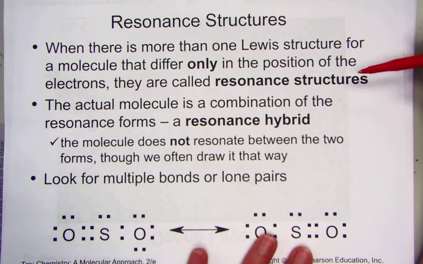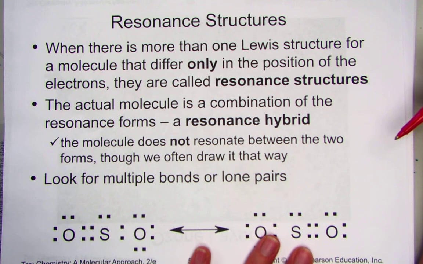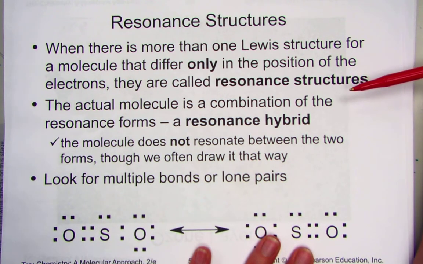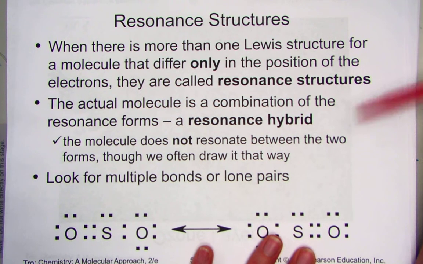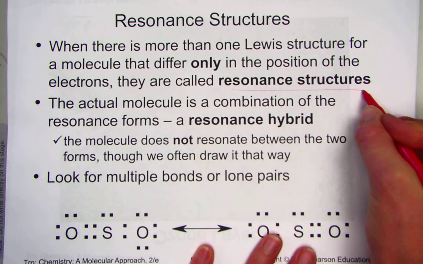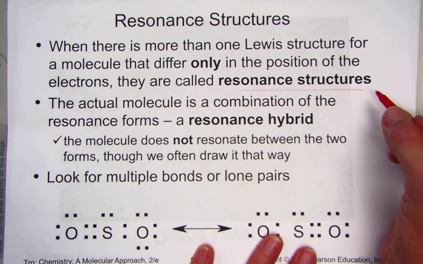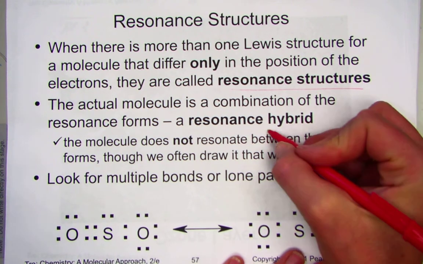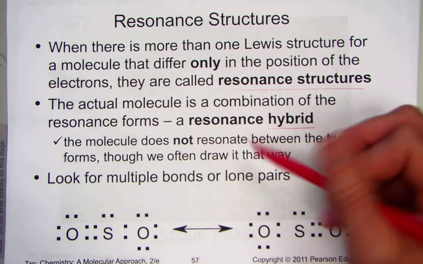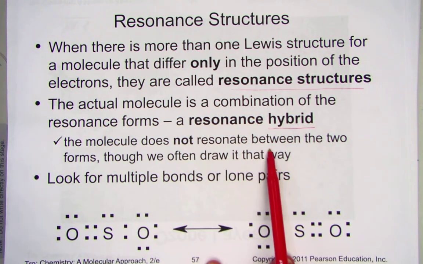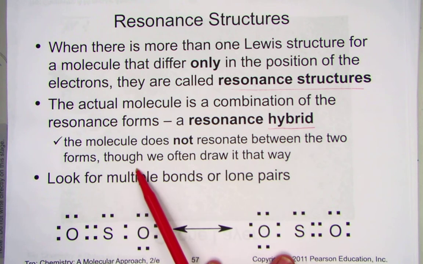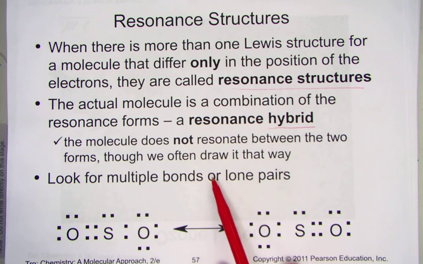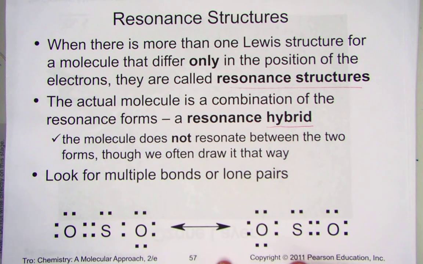Resonance structures, continued. When there is more than one Lewis structure for a molecule that is different only in the position of the electrons, they are called resonance structures. The actual molecule is a combination of the resonance forms, known as a hybrid. The molecule does not resonate between the two forms, though we often draw it that way. The reality is it's a combination between both of our pictures.